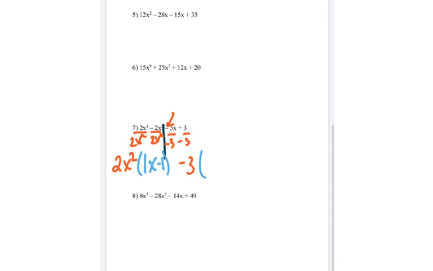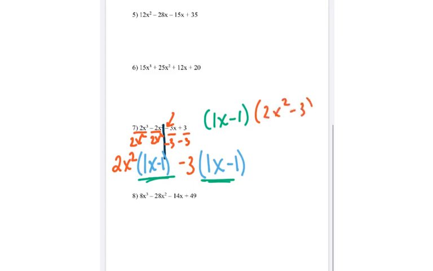Negative 3 divided by negative 3 is positive 1 with an x. 3 divided by negative 3 is negative 1. Voila, they match. So my final answer is 1x minus 1, which is the same as x minus 1. And the fronts are 2x squared minus 3. Easy. Okay, go ahead and finish the back.